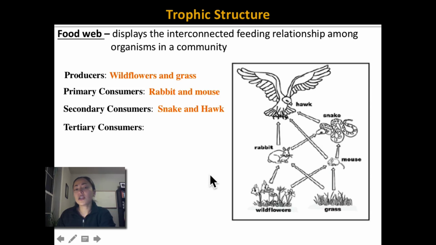Are there any tertiary consumers here? Well, there is one organism here that also is feeding on a secondary consumer. So the hawk also feeds on the snake. So the hawk in this case is both a secondary and tertiary consumer within this food web. So you should be able to pick out the trophic levels based on a food web like this, or based on a description. So we could describe a feeding relationship, and then you should be able to identify what trophic level each organism belongs to.